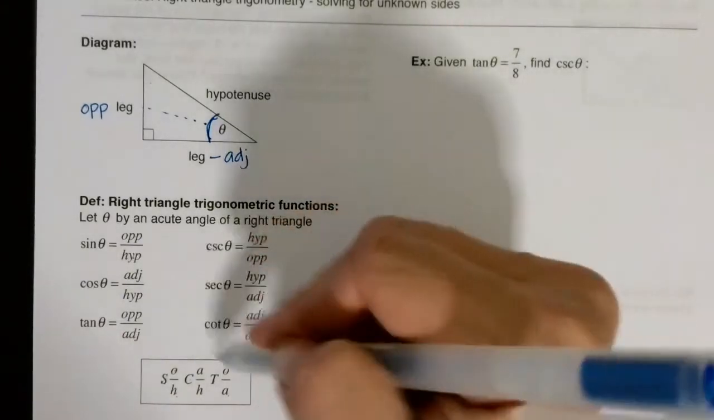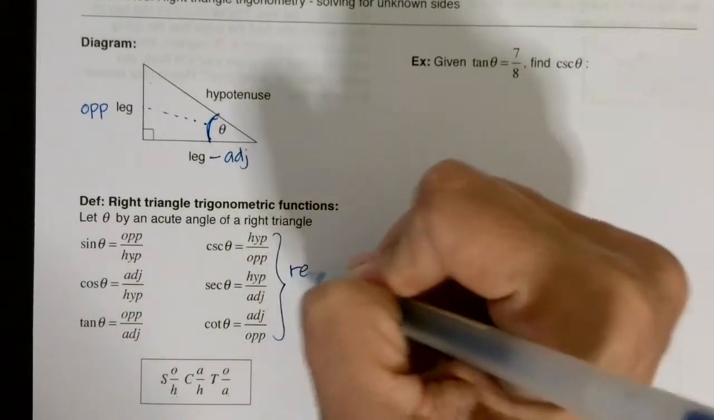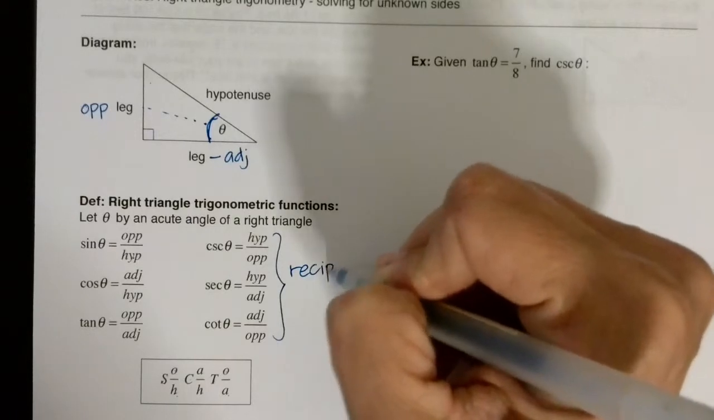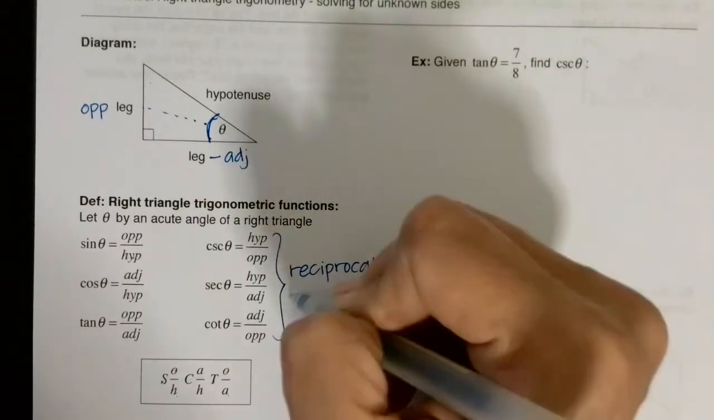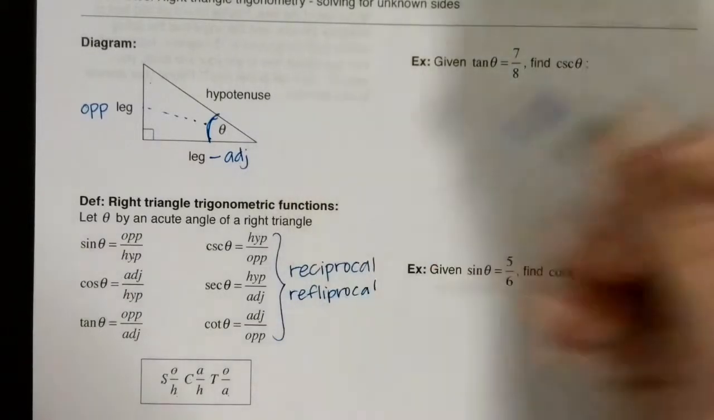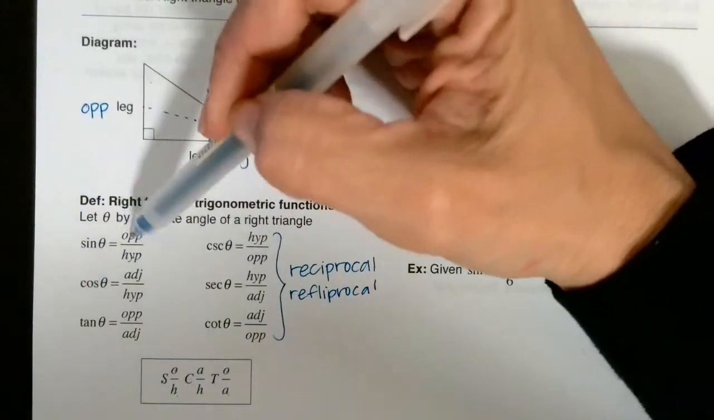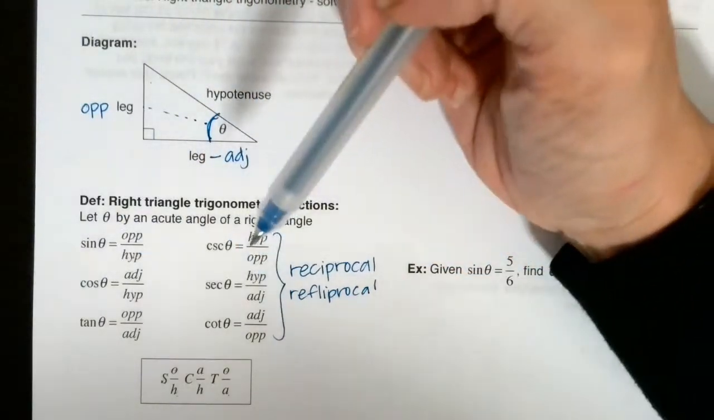Now you might be wondering what these guys are right here. These are called the reciprocal functions, or as I like to call them, refliprical. And the reason why is because, look, sine and cosecant are reciprocals. You just flip your fraction.